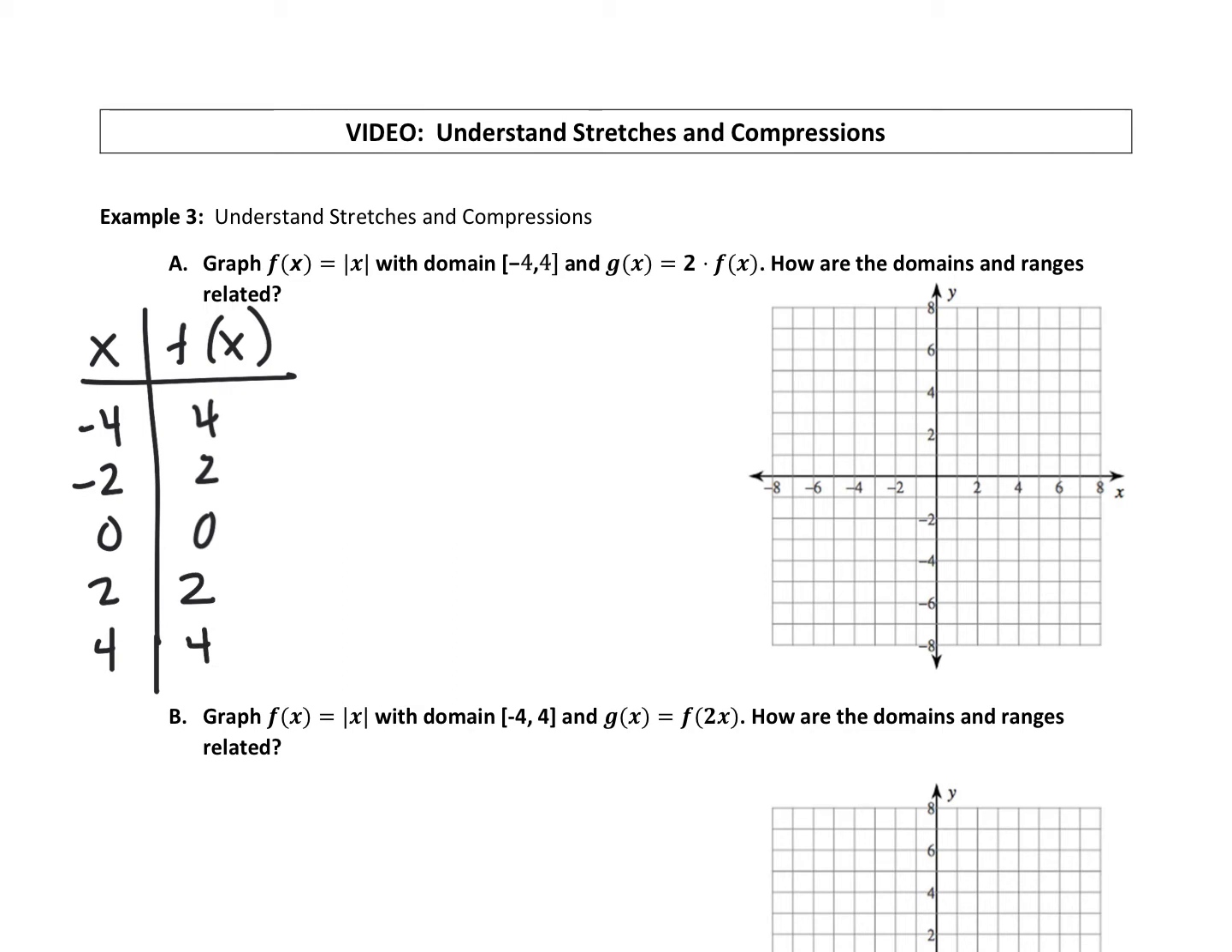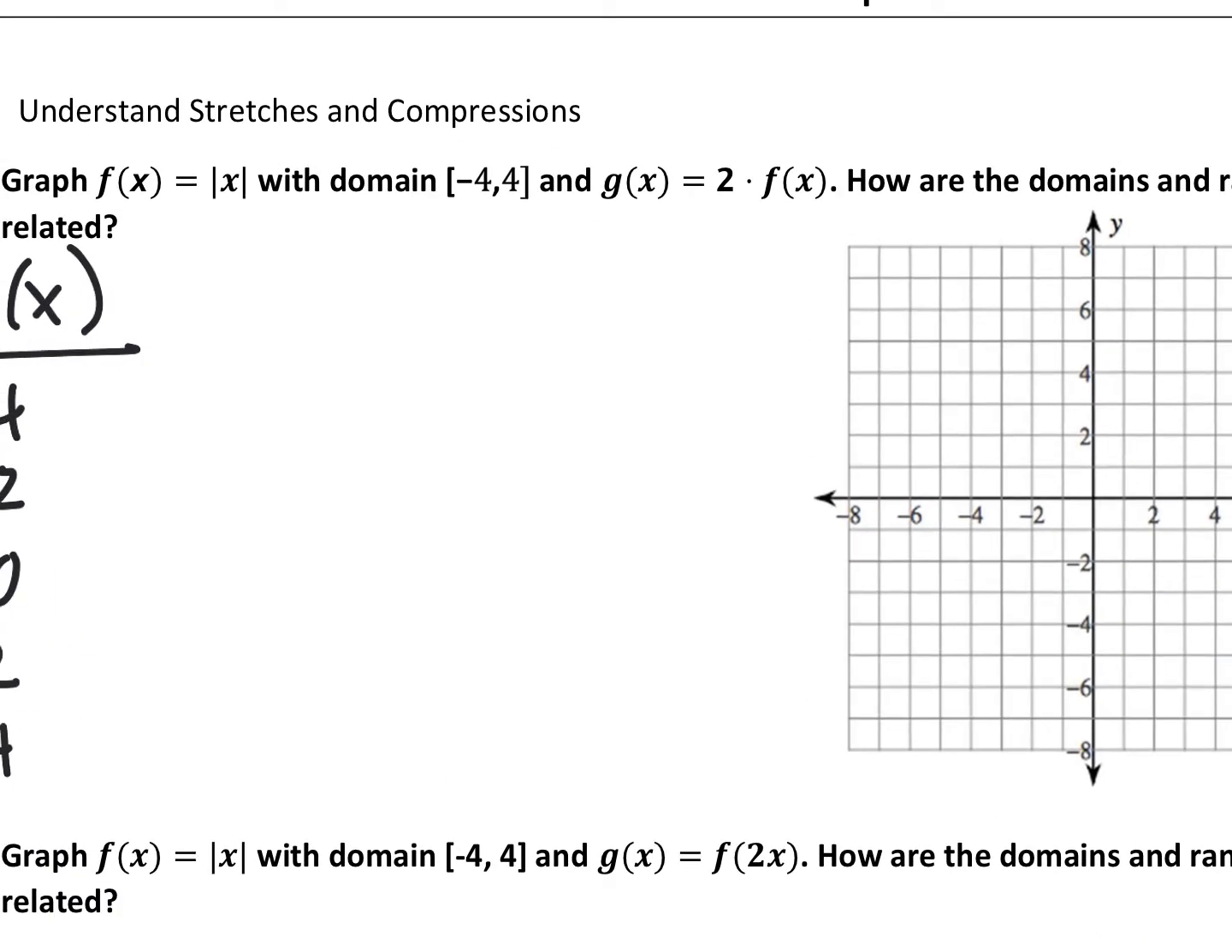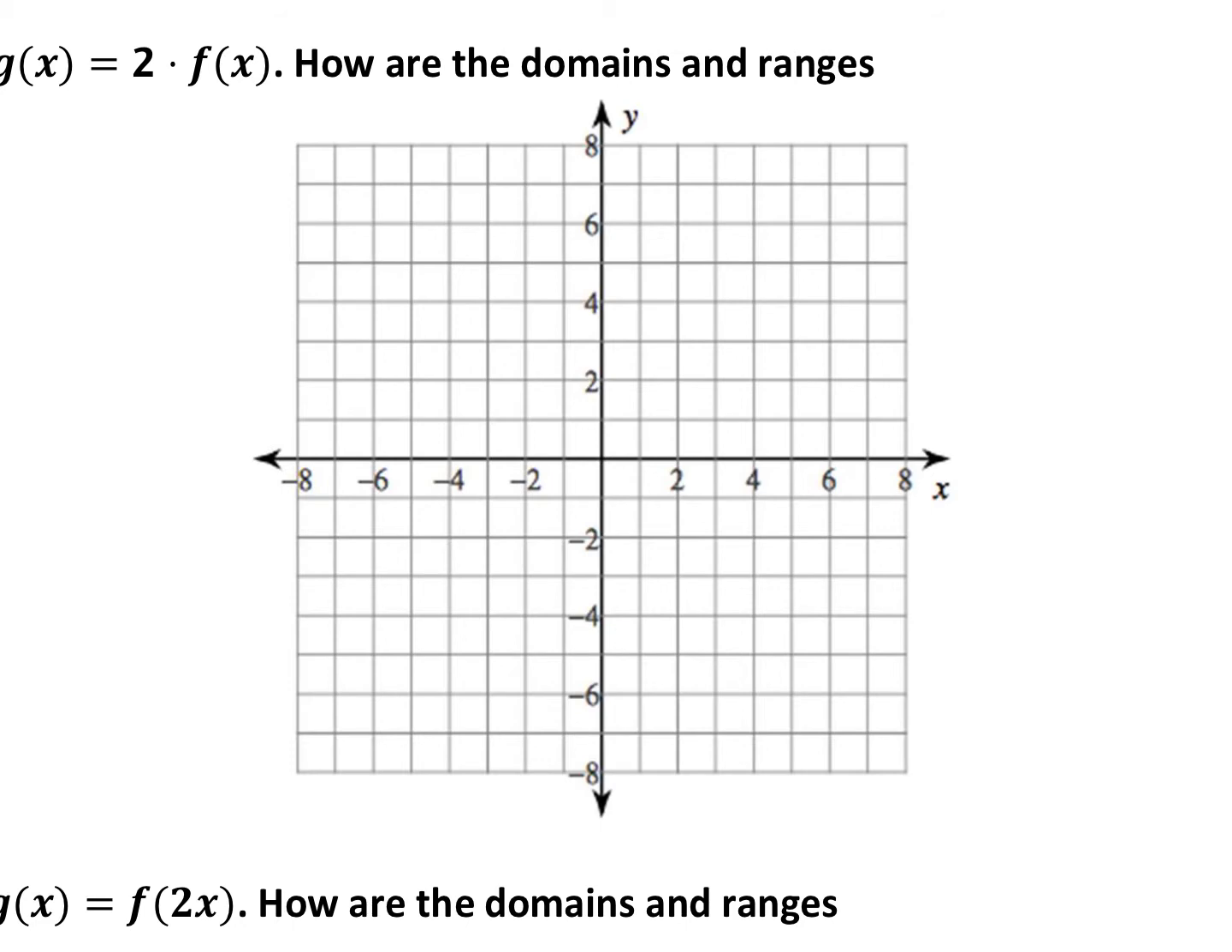So we can plot those points. That's going to let us graph f of x equals the absolute value of x. So we had -4, 4, -2, 2, 0, 0, 2, 2, and 4, 4. And the domain has us include those endpoints at 4 and -4, so we're going to have closed circles there, and then we'll just draw this in. So that is our f of x function.